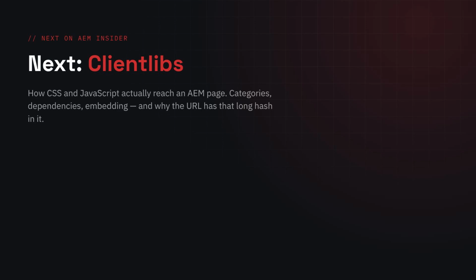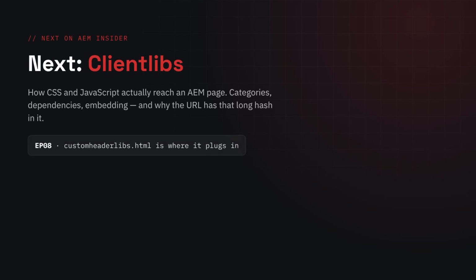So what is next? Twice now I have promised you client libs, and today we found the doorway. customheaderlibs.html, the file in our page component that lands inside the head tag. Next episode we put something real in there. Client libs, how CSS and JavaScript actually reach an AEM page. Categories, dependencies, embedding, and why the URL has that long hash in it.